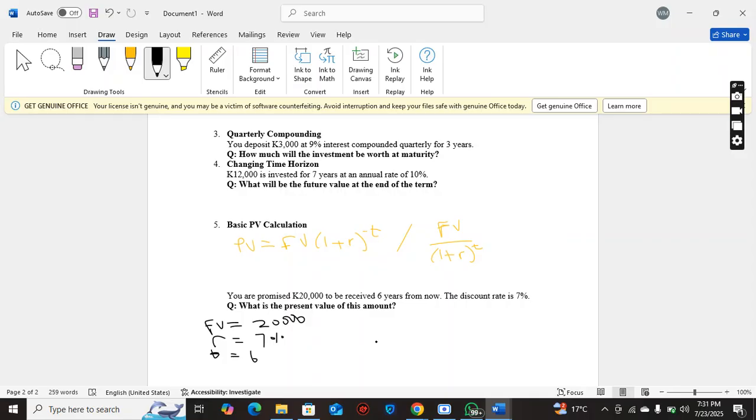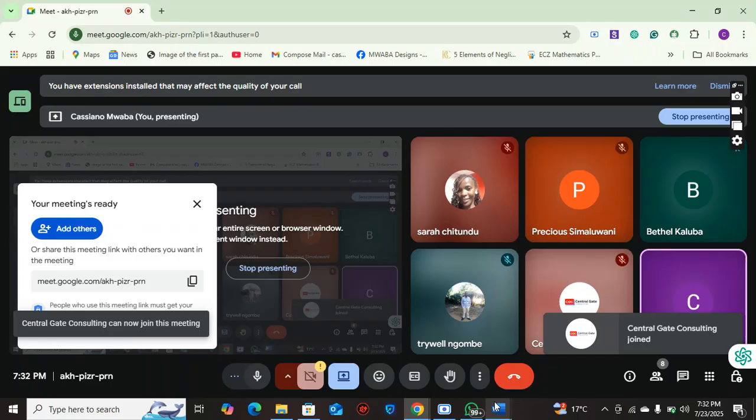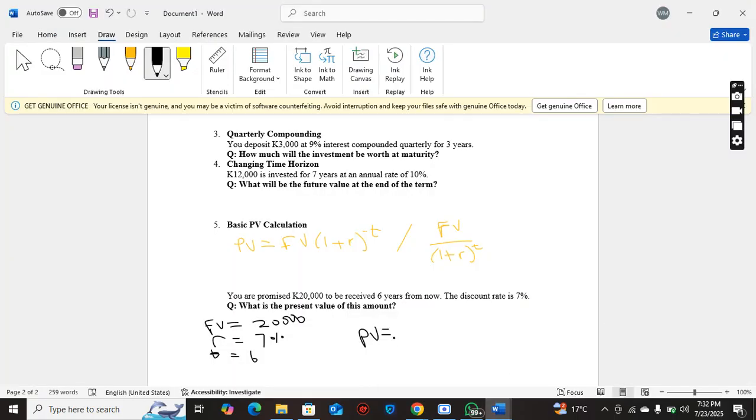So we solve now. Present value equals our future value, 20,000, multiplied by 1 plus our discount rate of 7%. We convert it into a decimal, 0.07, to the power -6.